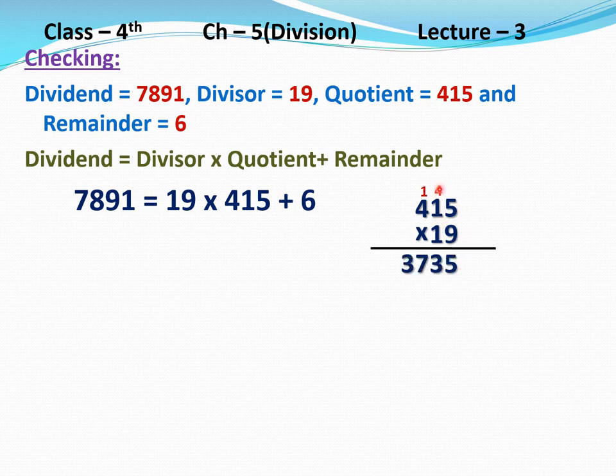9 1s are 9 plus 4 is 13. Write 3 here and 1 carry. 9 4s are 36 plus 1 is 37. Write 37 here. Now put a cross here. Now multiply 415 by 1. 1 5 is 5, write 5 here. 1 1 is 1, write 1 here. 1 4 is 4, write 4 here.